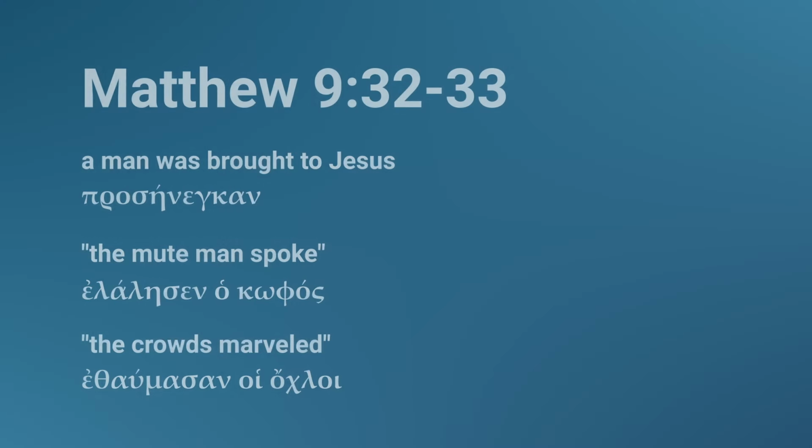For example, Matthew 9:32 through 33 presents another instance of Jesus casting out a demon. Verse 32 says that a man was brought to Jesus, and the aorist indicative pros enenkan is used. The next aorist indicative is in verse 33. Elale sen hoko phos. The mute man spoke. And then the final aorist indicative is ethaumasan hoi ochloi. The crowds marveled. Again, without any criteria on what counts as detailed or covering a lot of ground, it is difficult for me to know what Campbell would say about a passage like this.